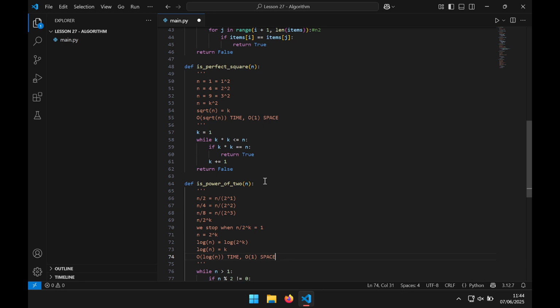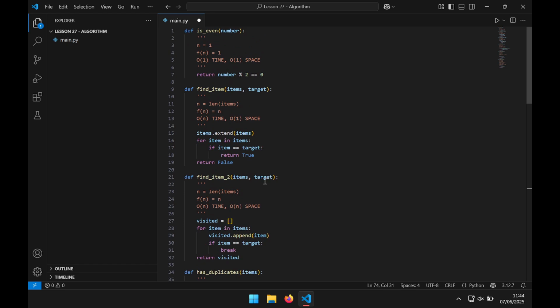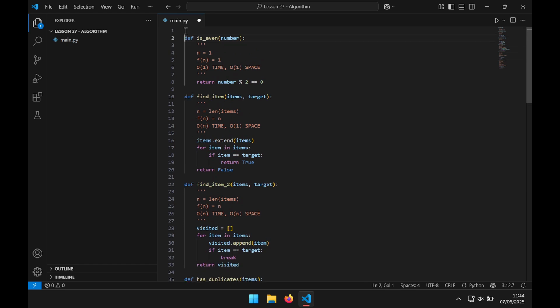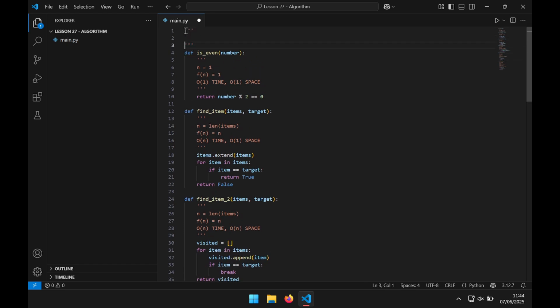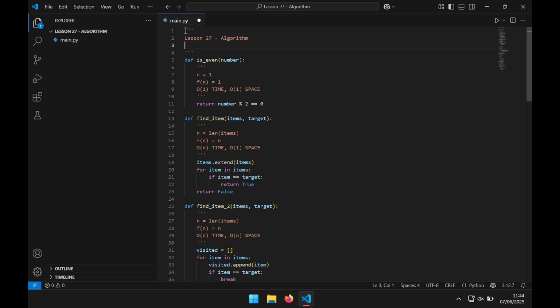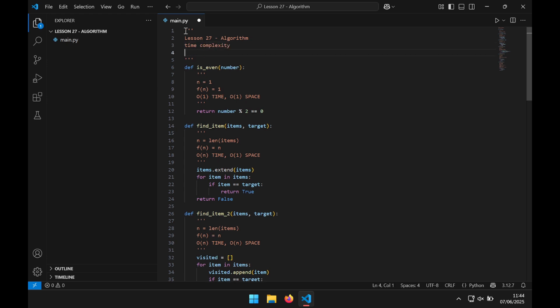Let's recap. Lesson 27, algorithm. We learned how to measure time complexity and space complexity, and how to express this using big O notation.